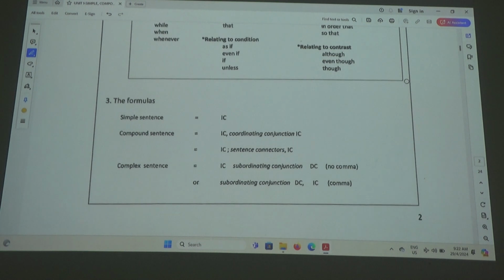Okay, let's try and understand the formula now. This is very, very important. Once you understand the formula, then it's easy for you already. Simple sentence is independent clause. Compound sentence is independent clause plus a coordinating conjunction and then independent clause again. Correct? Do you understand? Or independent clause, here we have a comma, or independent clause, but if you are going to use a sentence connected, then it is the semicolon, then only comma, then independent.